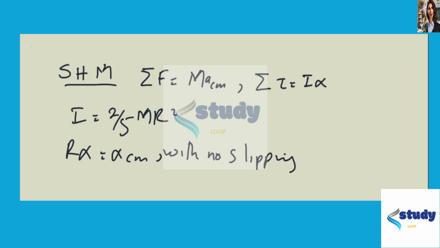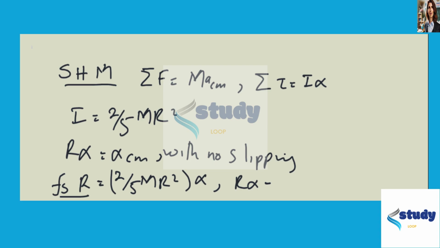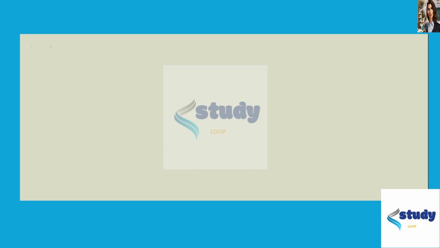For each sphere, we can write a force of friction Fs times R will be equal to 2/5 mr squared times alpha. So this is a torque. This is equal to I times alpha, where we have I as 2/5 mr squared, and R alpha is equal to a center of mass. From here, the force of friction will be 2/5 m a center of mass.